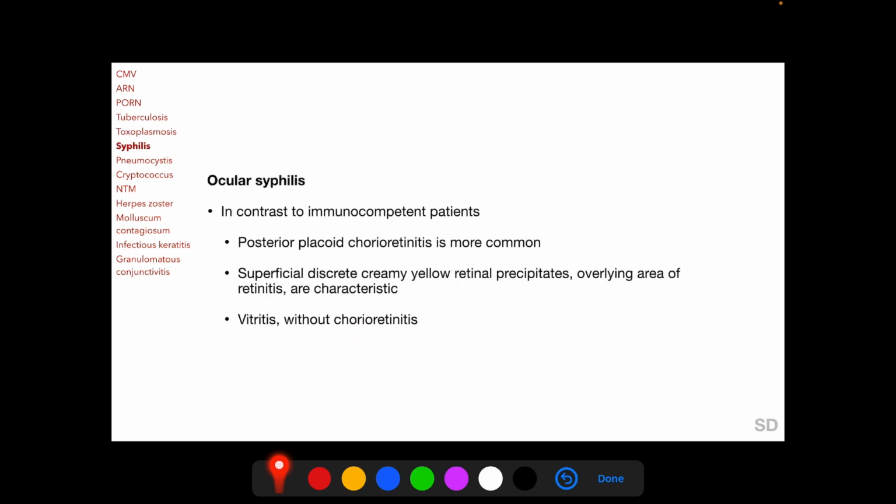In contrast to immunocompetent patients, syphilitic involvement of the posterior segment in immunosuppressed patients is typically a posterior placoid chorioretinitis, which we have discussed in the session on syphilitic uveitis. And these placoid lesions have retinal precipitates lying superficial to them, which appear discrete and creamy yellow. Syphilitic uveitis in immunosuppressed patients may present only with vitritis without chorioretinitis.